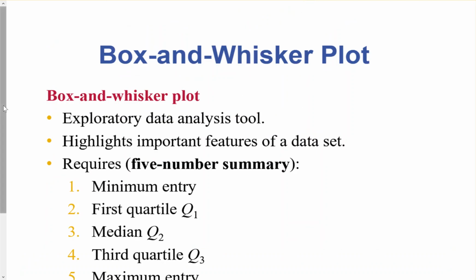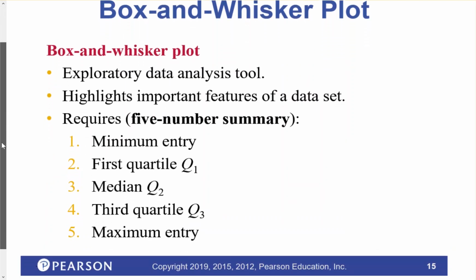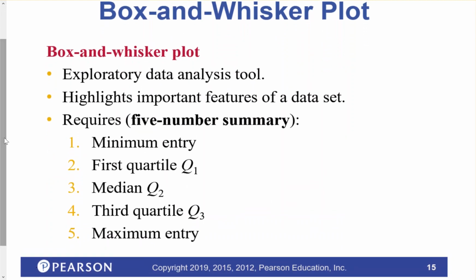Okay, box and whisker plot. It's an exploratory data analysis tool, highlights important features of a data set, and requires a 5-number summary. It requires the minimum entry, Q1, Q2, Q3, and the maximum entry.